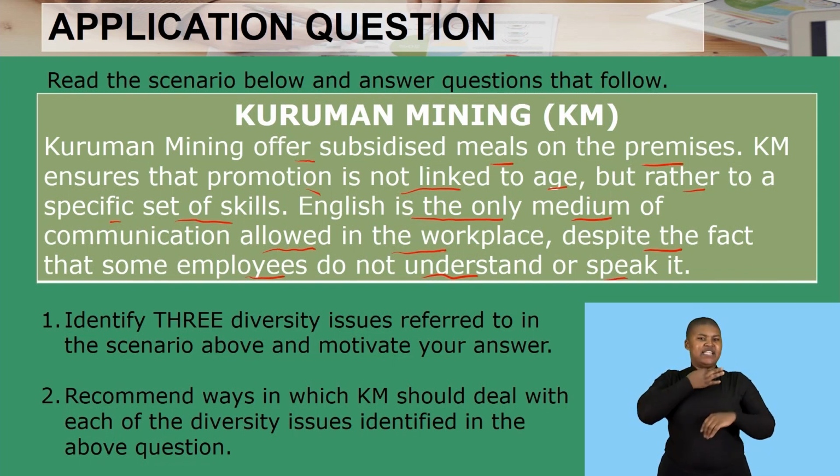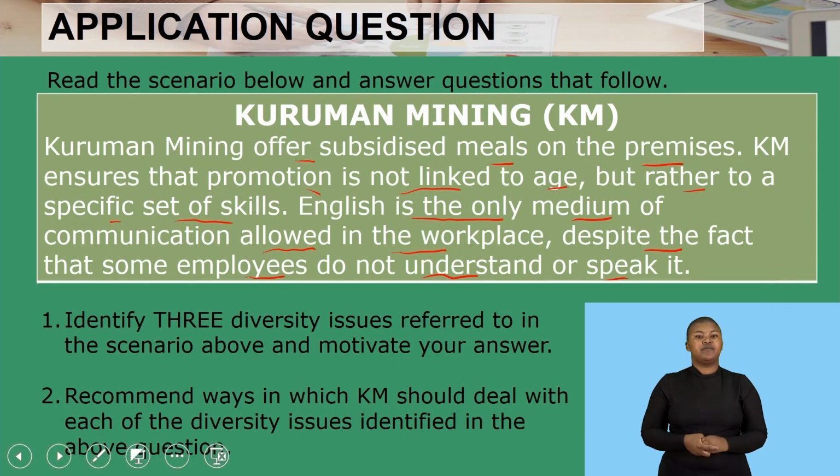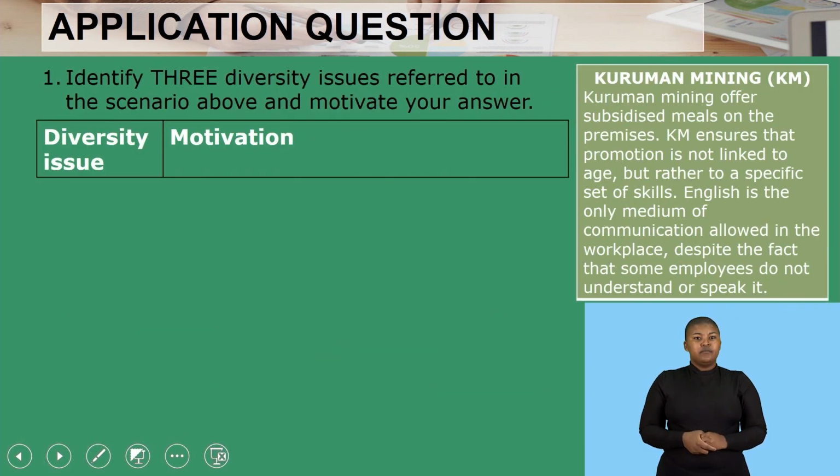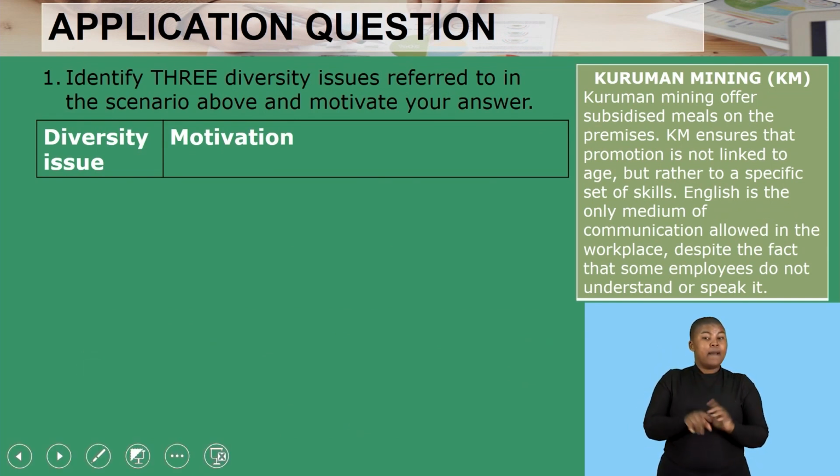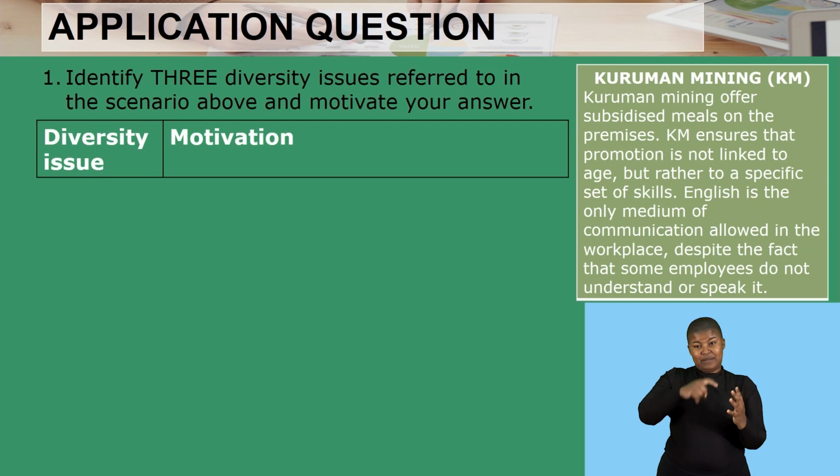Now, let's answer the questions. The first question says, identify 3 diversity issues referred to in the scenario above and motivate your answer. Then number 2 says, recommend ways in which Kuruman Mining should deal with each of the diversity issues identified above. Now, you are expected to identify, but what guides you is the scenario. So you need to look into the scenario.